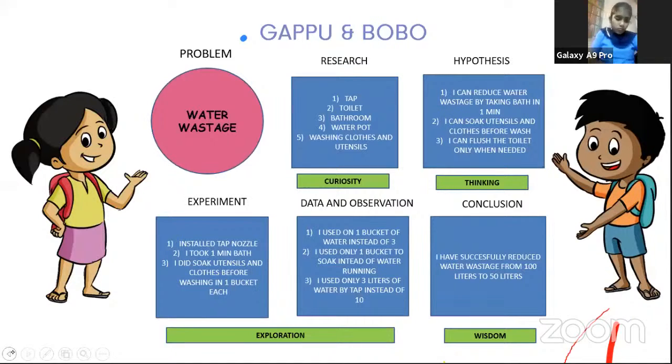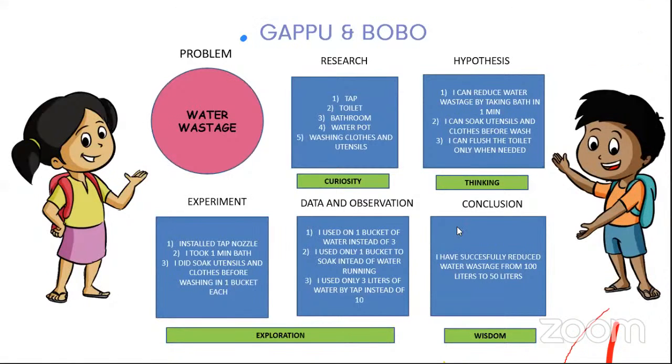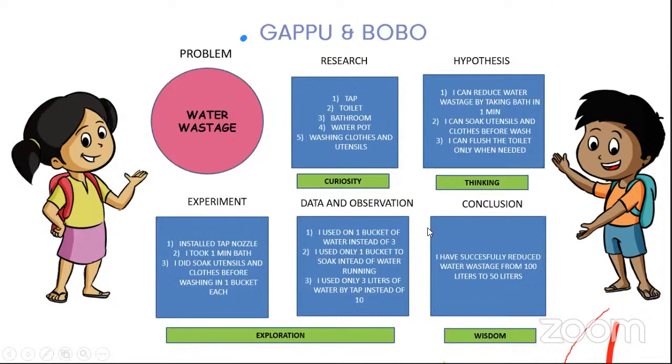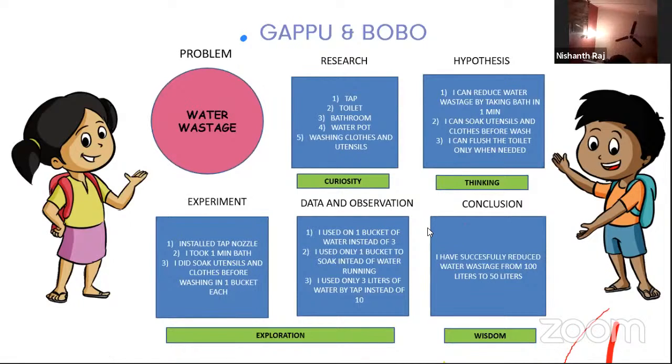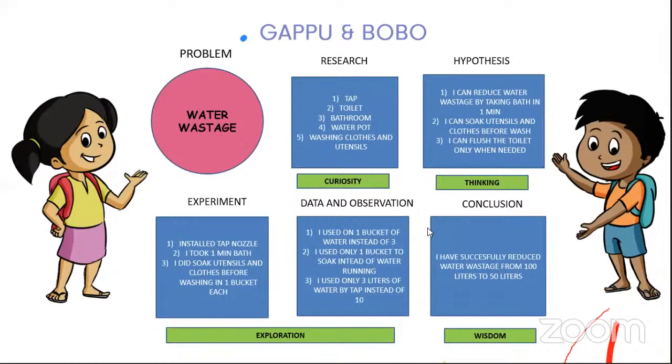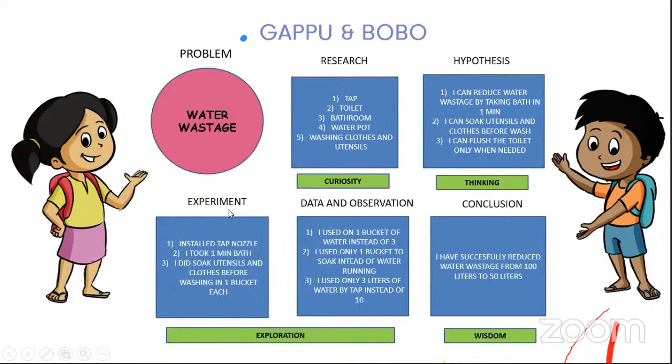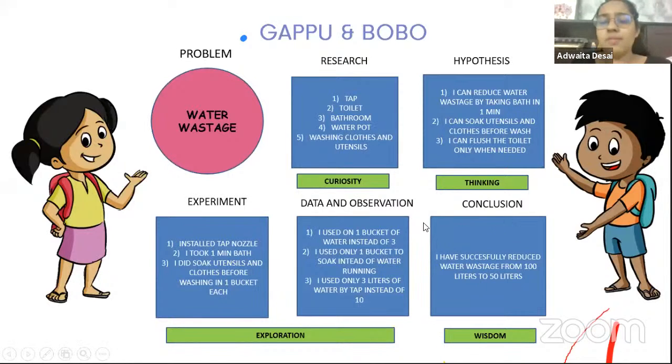I want you to draw 1 circle and 5 squares just like this on your notebook. Between Gappu and Bobo. Nishant, you are again unmuted. I will not allow you to mute immediately. Pranjal, ma'am, what we want to draw between the Gappu and Bobo? Pranjal, I want you to mute yourself. You have to draw a circle. Problem. You have to draw research. You have to draw 1 circle and 5 squares like these.